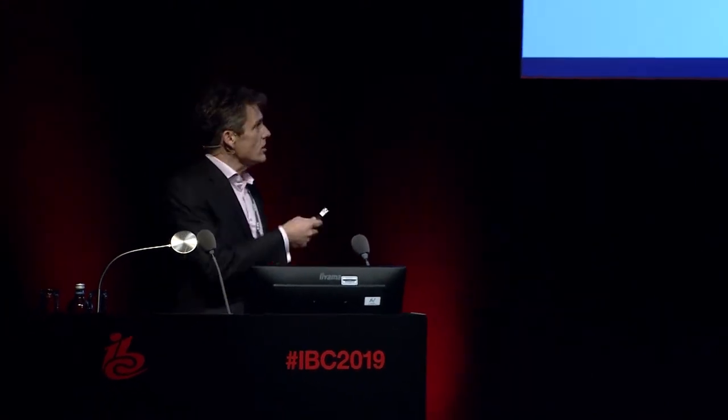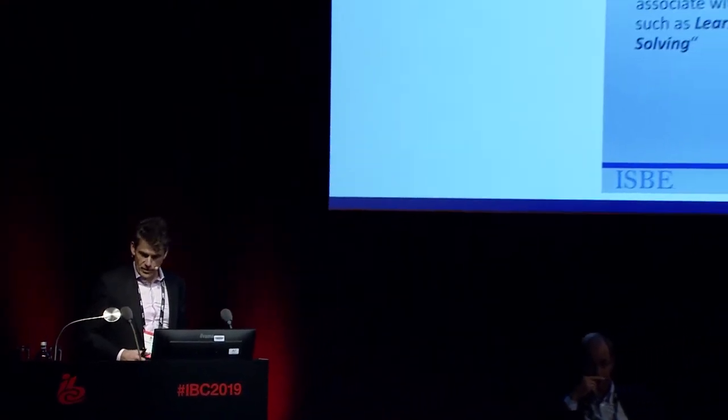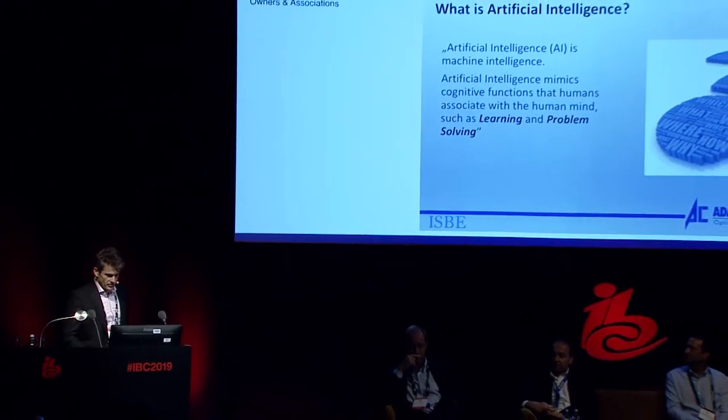How do I actually get this thing forward? Click it? Yes. Okay. But first of all, I'm an engineer, so I have to start with a definition. What is artificial intelligence? Let's define it. There's a bunch of definitions around, but they all agree: it's intelligence that mimics cognitive functions that humans associate with the human mind, such as learning and problem solving. Every now and then, we humans succeed in that.